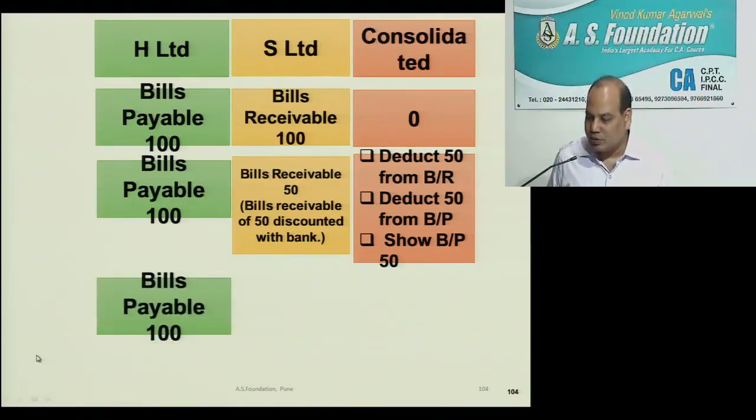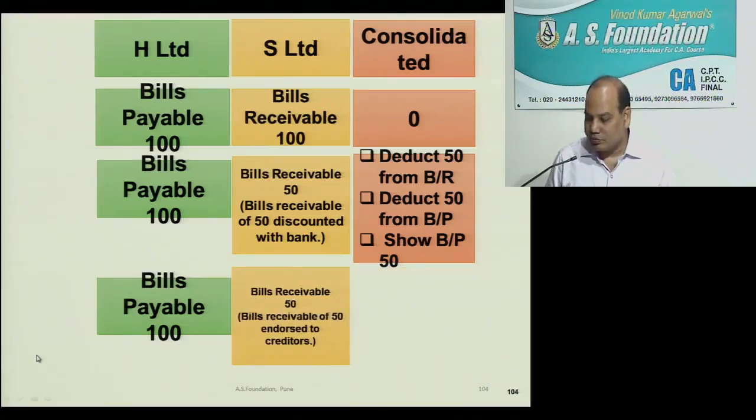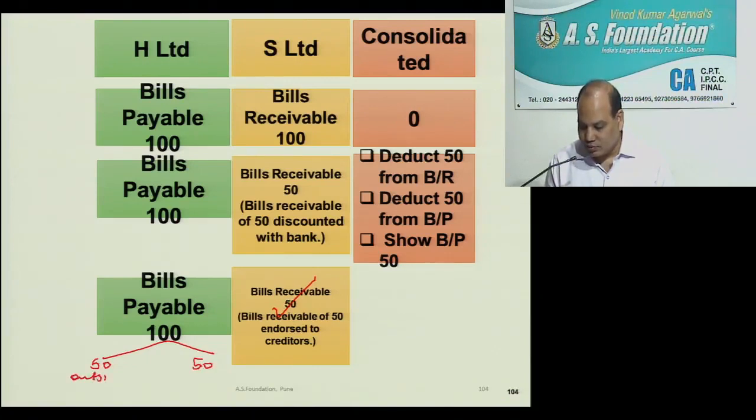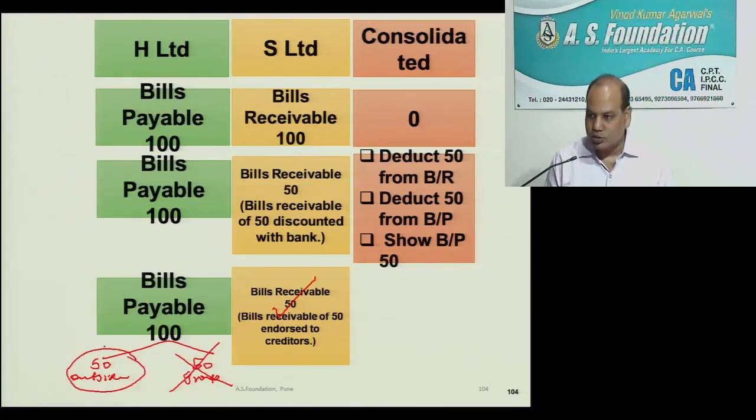Same adjustment, but instead of bills receivable discounted with the bank, they will give you bills receivable endorsed to creditor. Bills receivable. So first this 50 you cancel. Out of this 100 now, 50 is payable to an outside party and 50 is payable to group company. So this group company we will cancel. The amount payable to group company, meaning S Limited, will get cancelled, and the amount payable to creditor will appear as a liability.